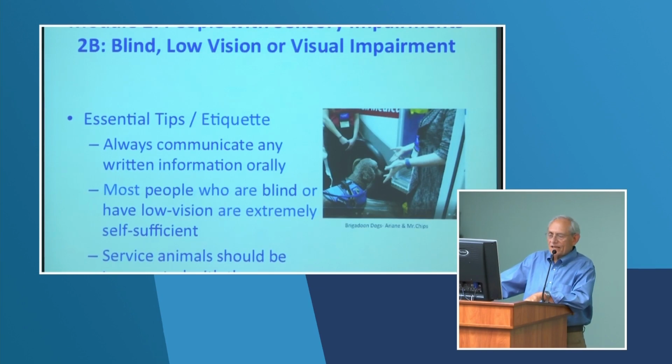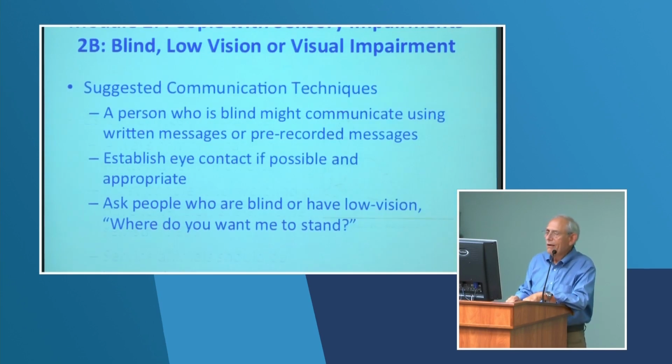If they have service animals, they should be transported with the person. There's a whole section on service animals coming up. Now, a person who is blind might communicate using written messages. They might have some pre-recorded messages that they can hand you. But if they're low vision, and even if they're blind, still look at them, try to establish eye contact, and ask people who have low vision or are blind, where do you want me to stand?